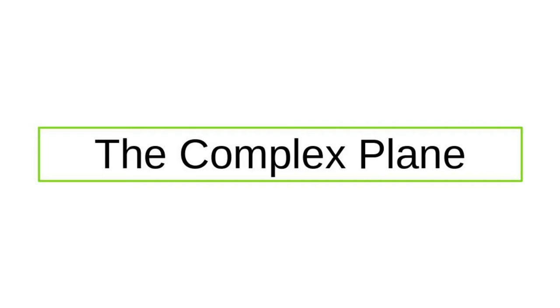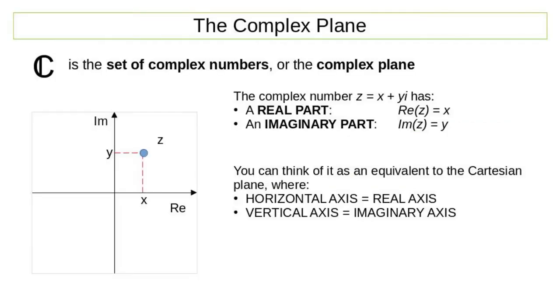In this section we will talk about the complex plane. As we saw in the previous section, C is the set of complex numbers, which is also called the complex plane. To visualize the complex plane, let's consider a generic complex number z equal to x plus yi. The complex number z is composed of a real part and an imaginary part. The real part is the term which is not multiplied by i, which is x in this case, and the imaginary part is the term which is multiplied by i, which in our case is y.